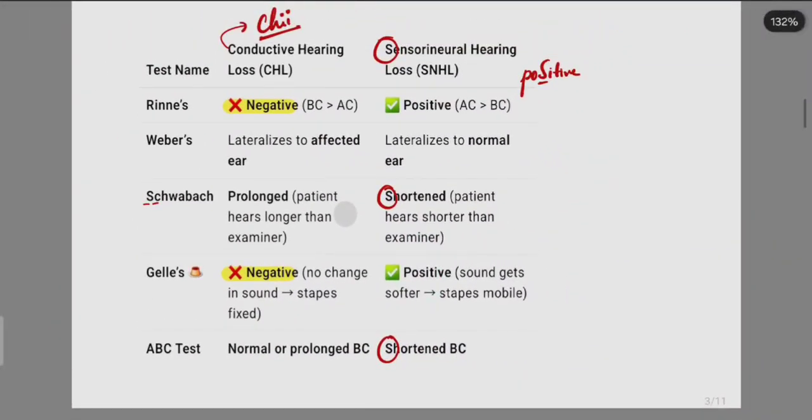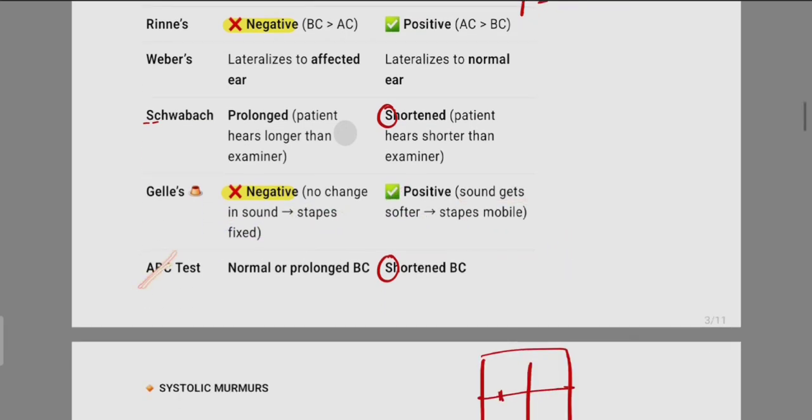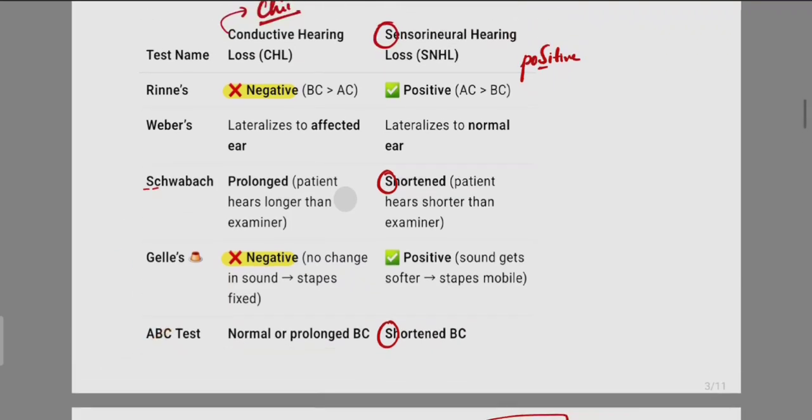Gelle's test, the same thing, negative will be conductive hearing loss, and we know the concept why as well. Gelle's test is negative because stapes is fixed, and here it will be positive, sound gets softer, stapes is mobile. Okay. Next, ABC test, normal or prolonged, will be again in conductive hearing loss. Wherever it is shortened, I know it is SNHL, so this becomes prolonged, this becomes the SNHL.